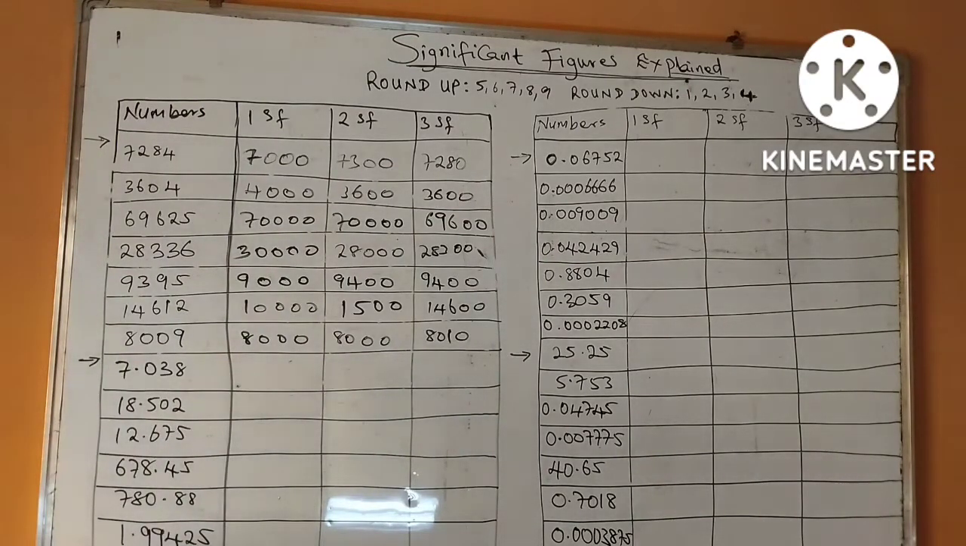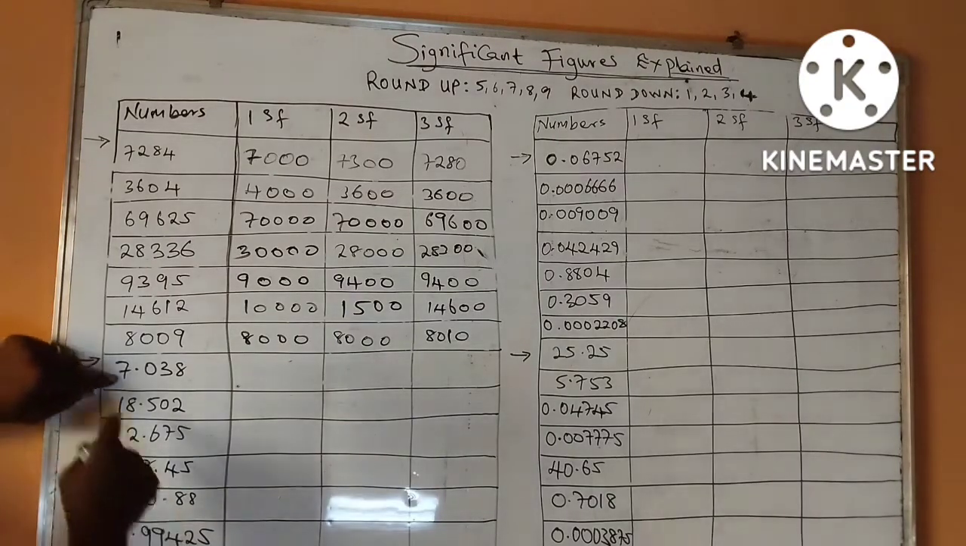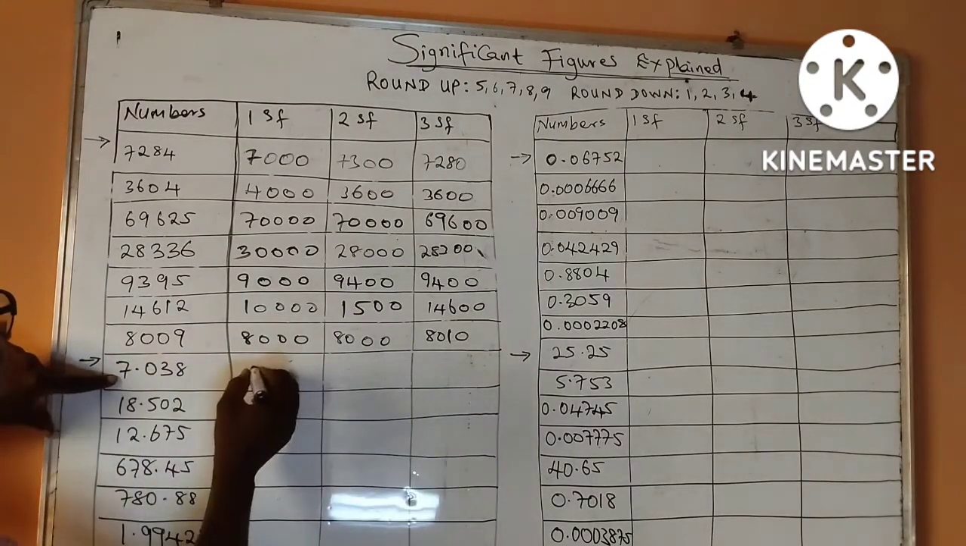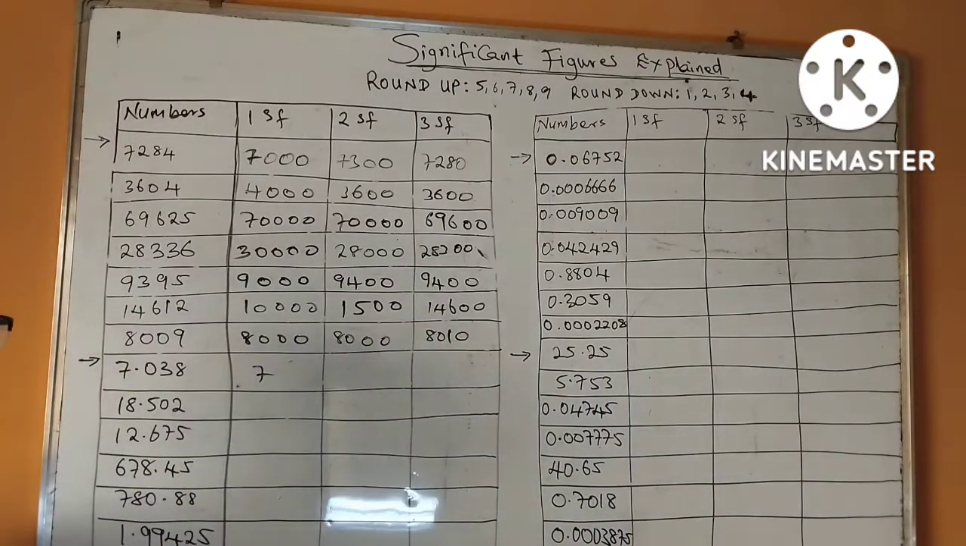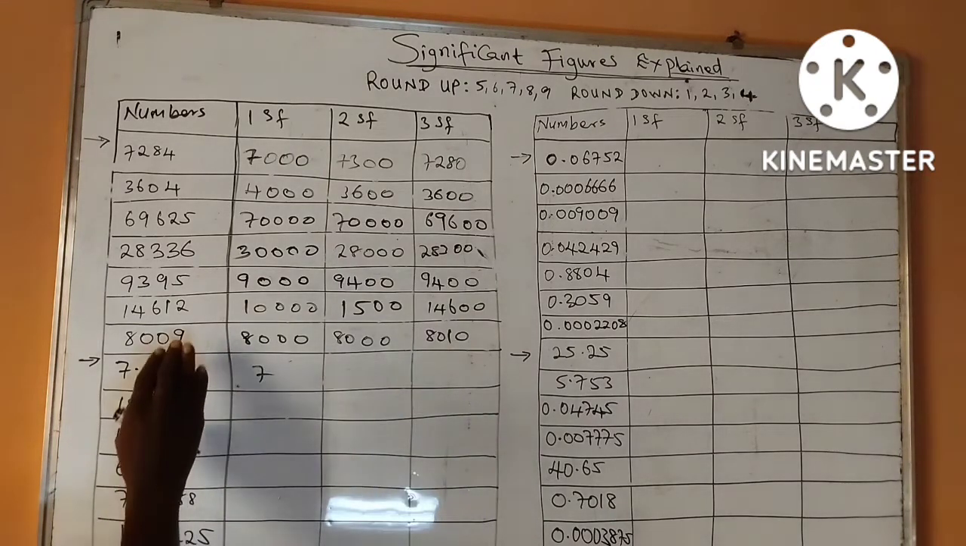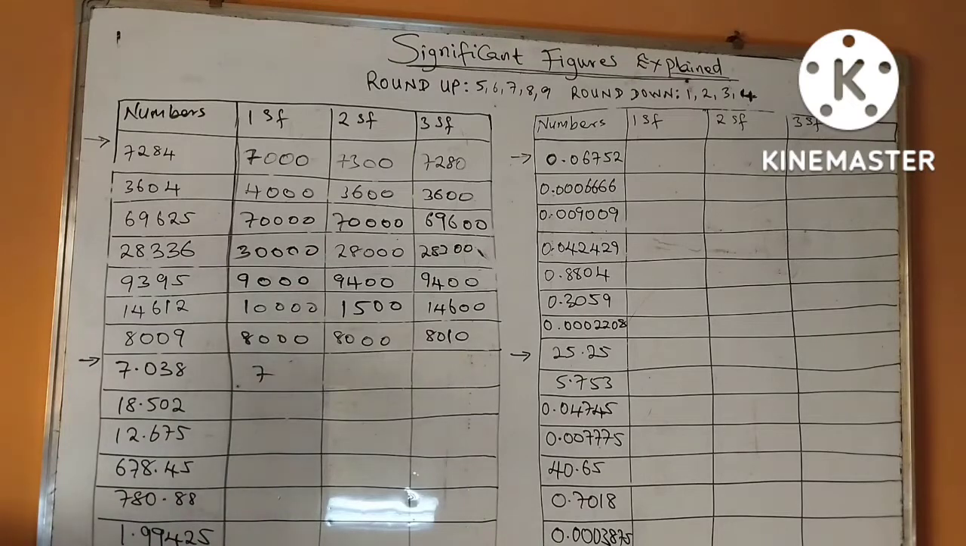Now, I come to decimal numbers. What decimal place? 7. You just write 7. You don't fill zeros with the decimal values. You cut it off completely. It is not like a whole number whereby after you have done the number of significant figures required, you fill the remaining digits with zeros. It doesn't work like that in decimal numbers.